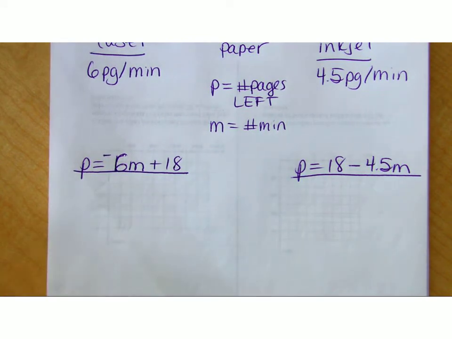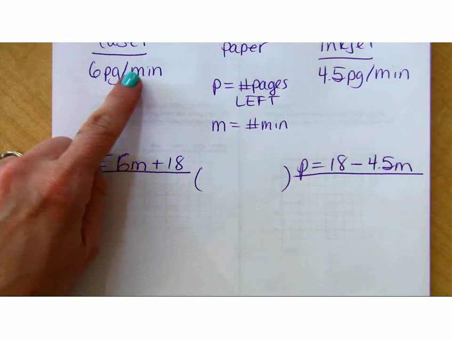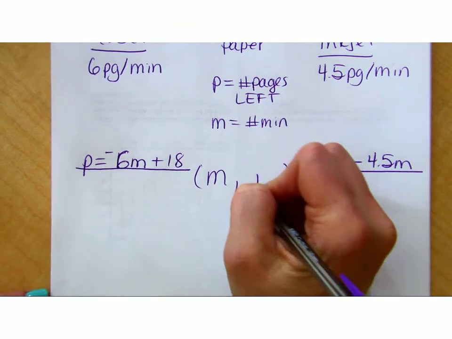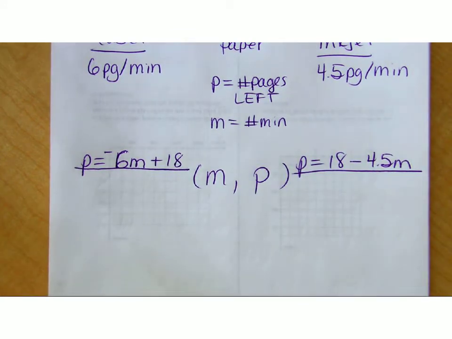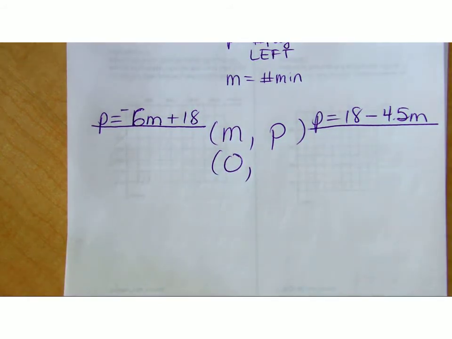So what would I start it at? Let's put a little ordered pair here. Where does minutes always go? Your X. And P stands for pages. So that ordered pair, M comma P, is big. It's really helpful because it tells me where I put 0. It tells me what I label my axes. So if I haven't started printing yet, meaning when M is 0, how many pages do I still have to print? 18. So there's your y-intercept.